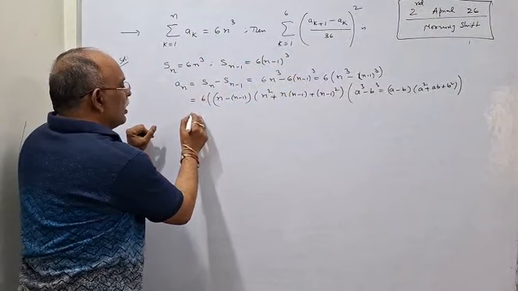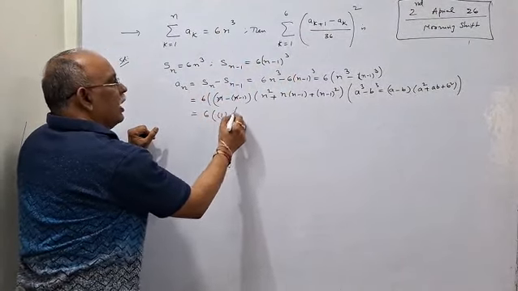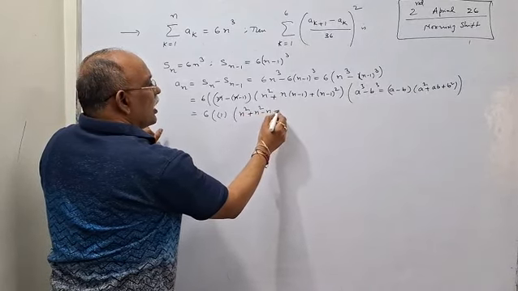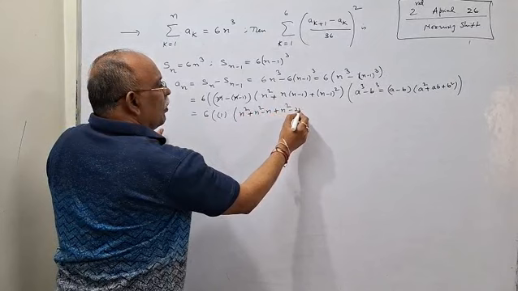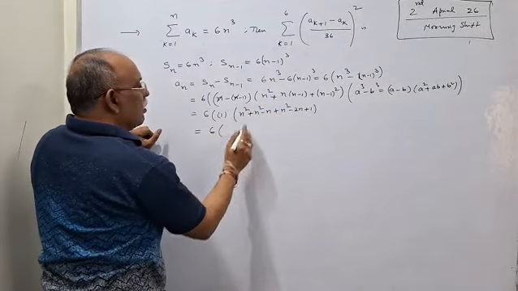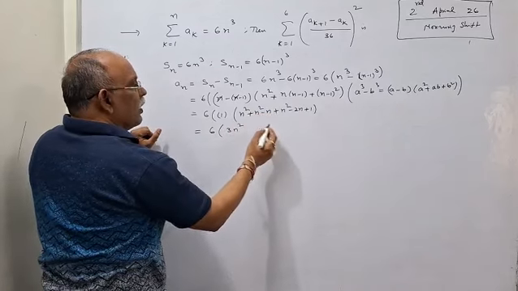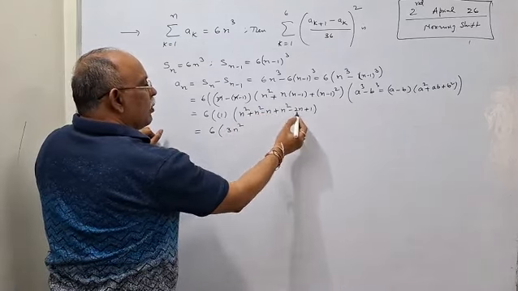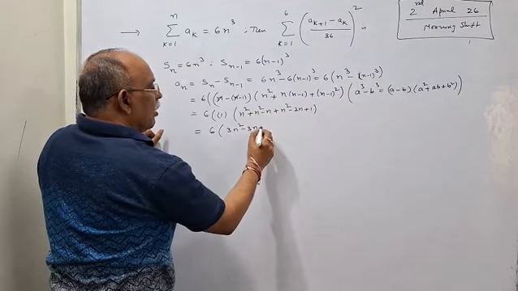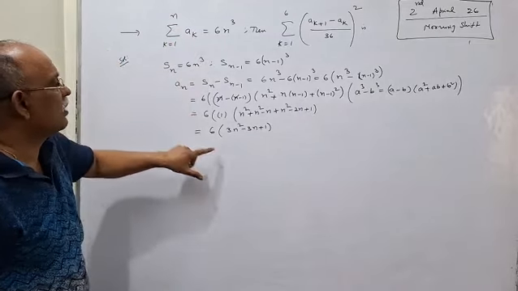Now, this is what? 6 into n minus n minus 1, that is 1. And here what you get? n square plus n square minus n plus n square minus 2n plus 1. Now that is equal to 6 into 3n square minus n minus 2n, that is minus 3n, and plus 1. This is nth term in this sequence.